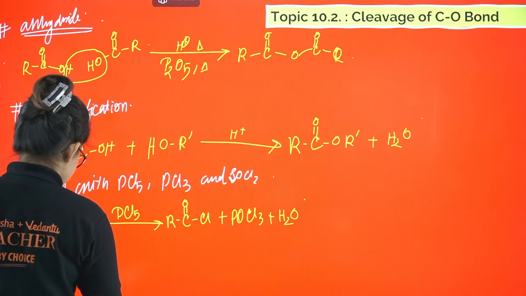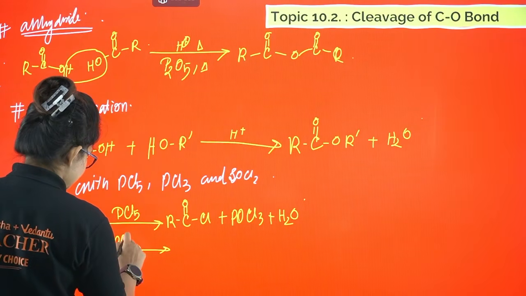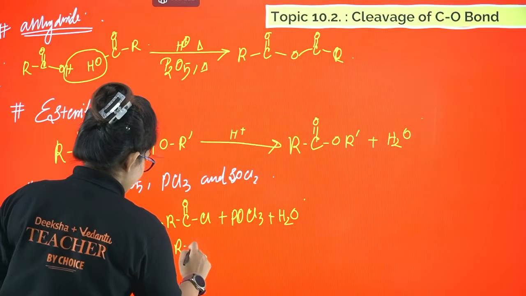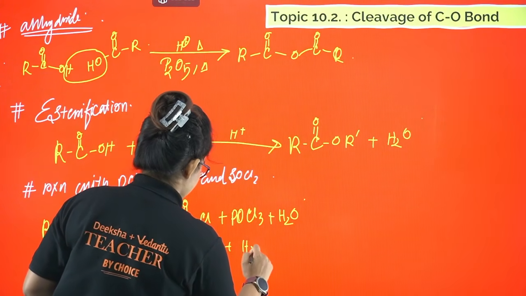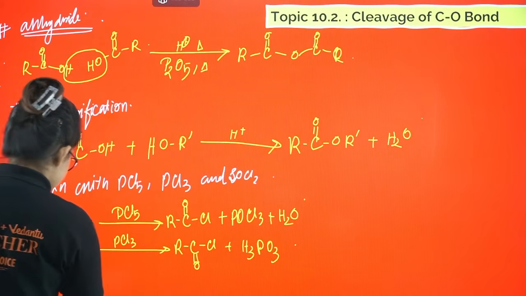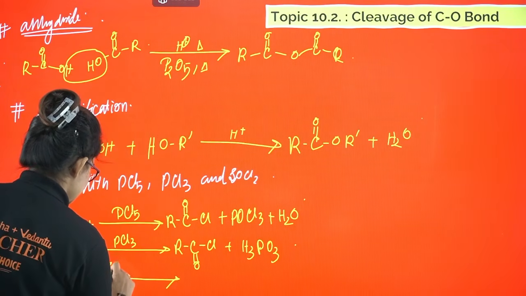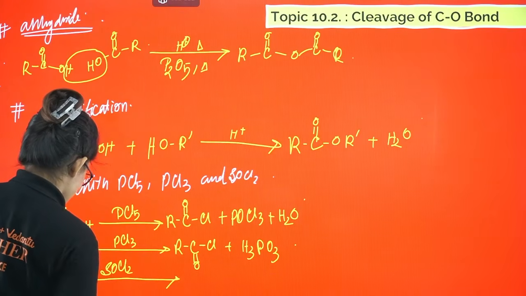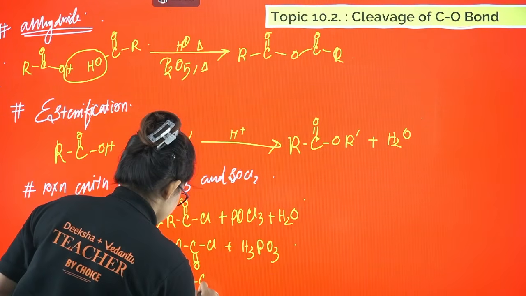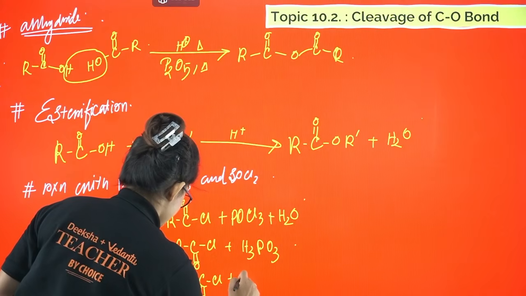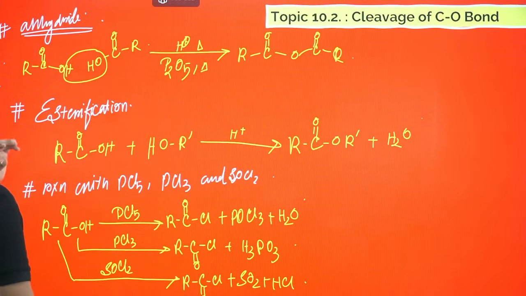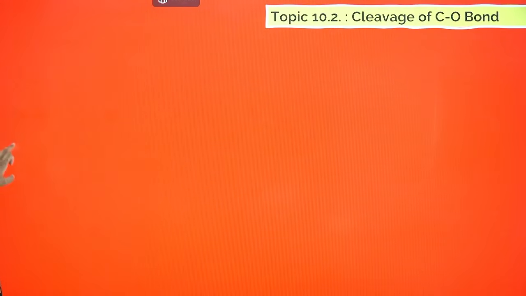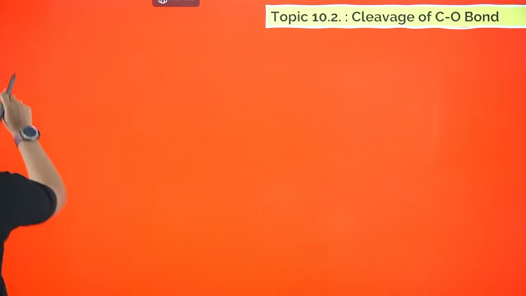Next I am having, let's say, PCl3. Again I will be getting the same thing, RCOCl, plus H3PO3 as a byproduct. Next I can react with SOCl2. It will give you RCOCl plus SO2 plus HCl. Next what I can proceed with is reaction with ammonia.